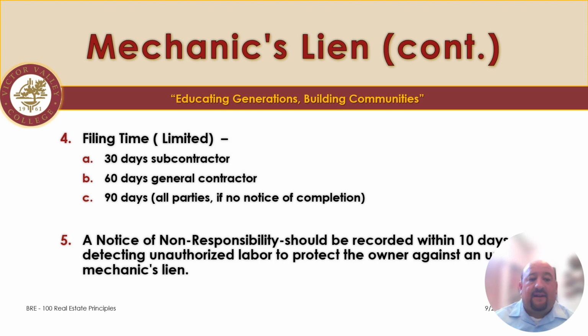Okay, so once again, filing time: 30 days for a subcontractor, 60 days for a general. The reason for this is a general contractor is the contractor that has a contract with the property owner. A subcontractor is a contractor who has a contract with the general contractor. And then 90 days if there's no notice of completion, that's the filing time.